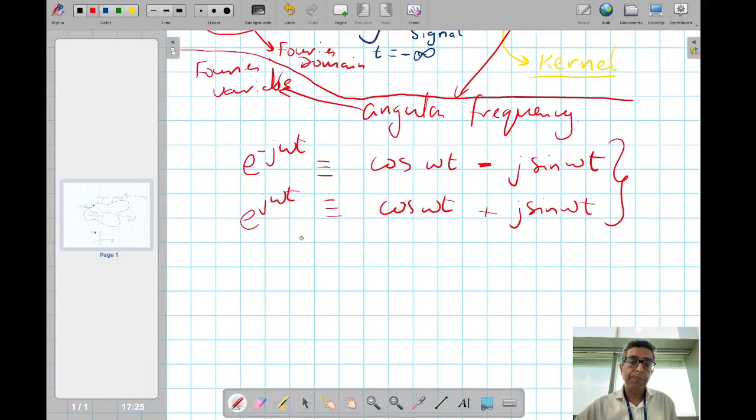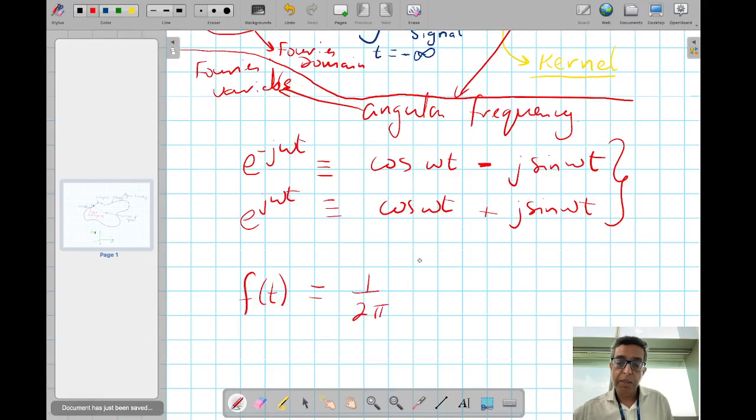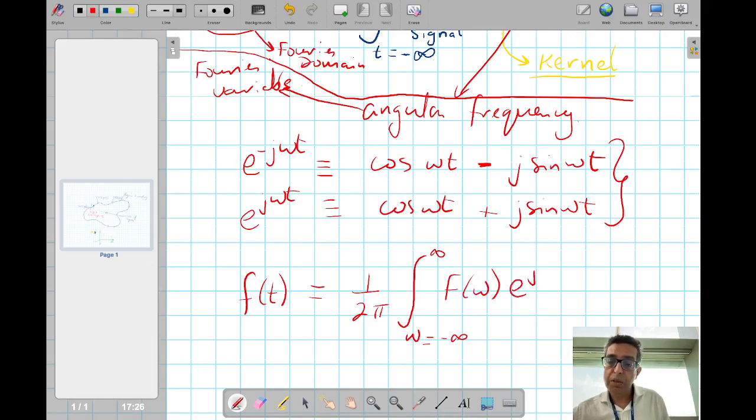So f of t is equal to 1 over 2 pi integral, and now we integrate in omega from omega equals minus infinity to infinity, so over all possible angular frequencies, and we take f of omega, and now we have an inverse kernel, which is e to the j omega t, and our integration is in omega, no longer t. So that, of course, will get rid of any term involving omega, and we get back to an expression involving f of t, back to our time domain.